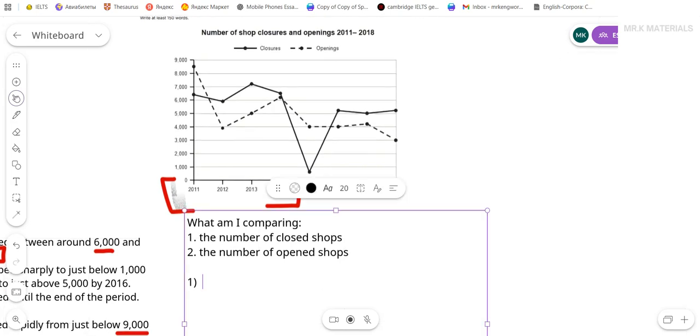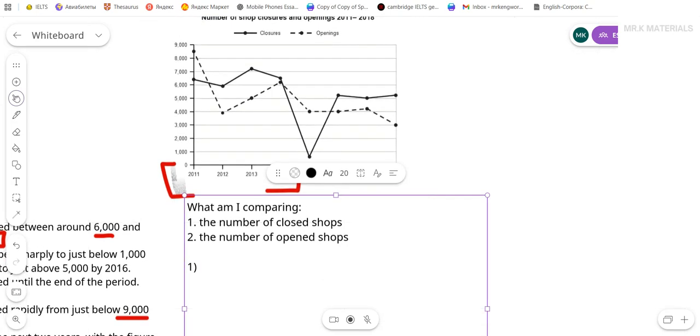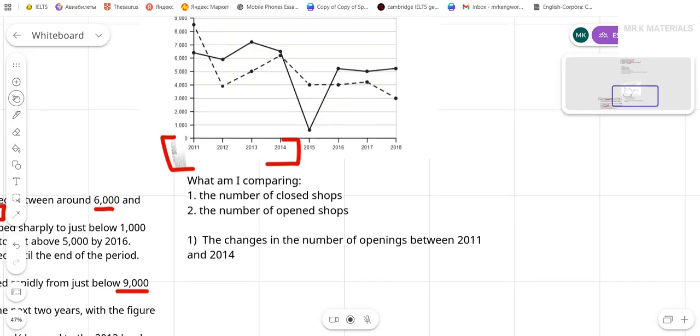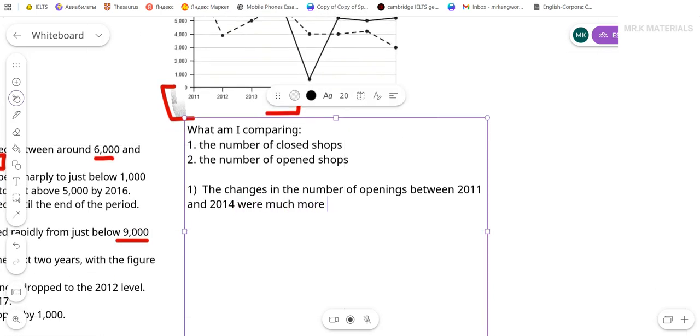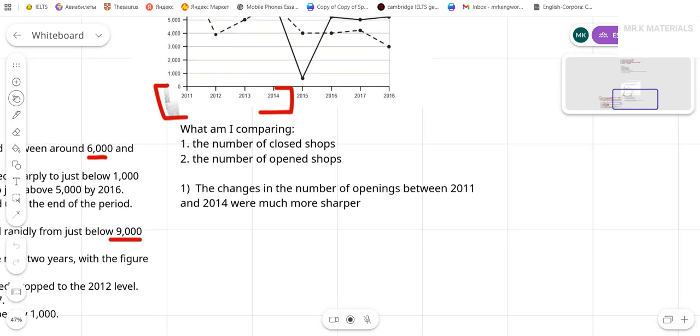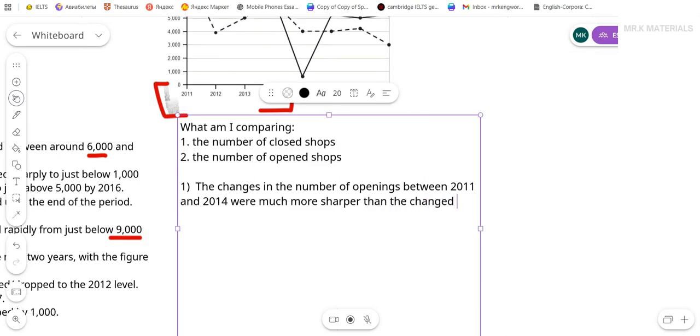Let me write a sentence here. So I will say that the changes in the number of openings between 2011 and 2014 were much sharper than the changes in the number of closures during the same period.